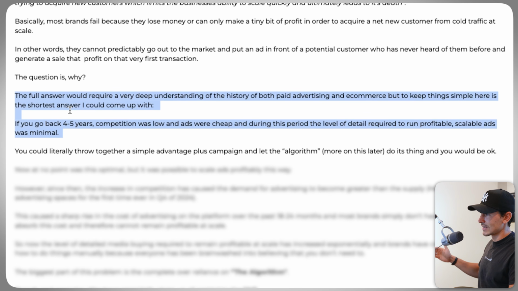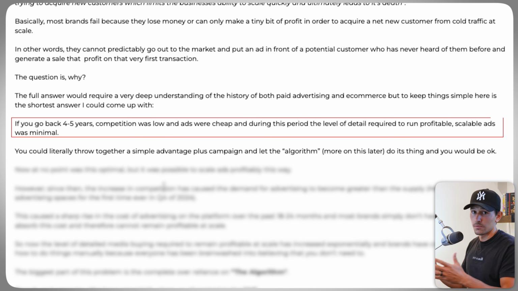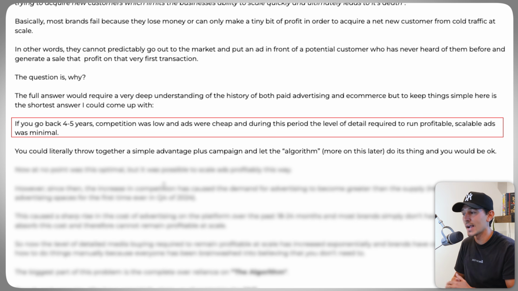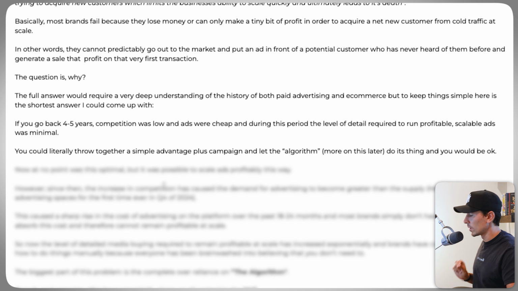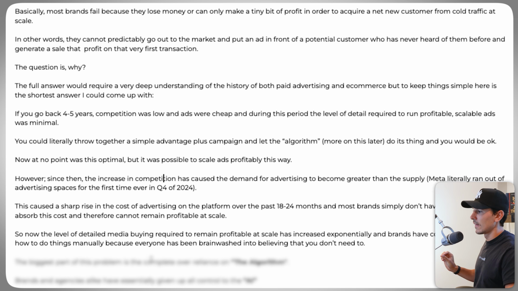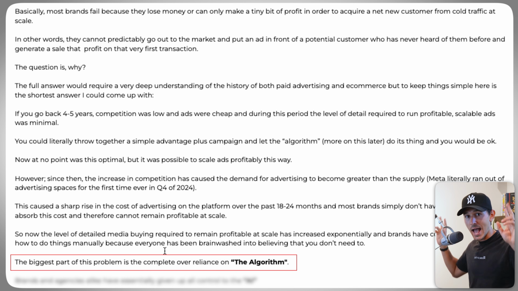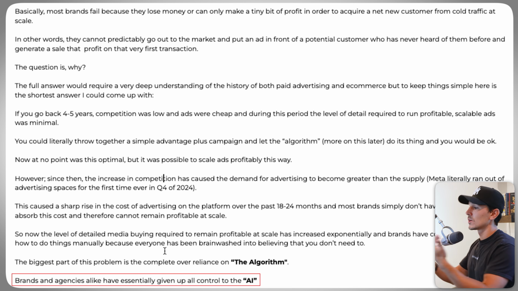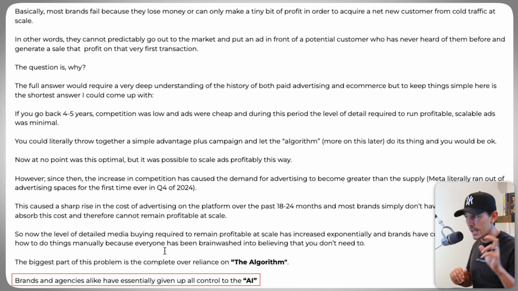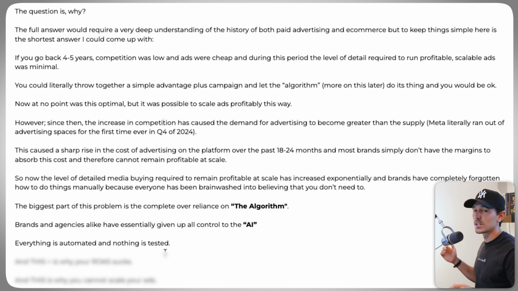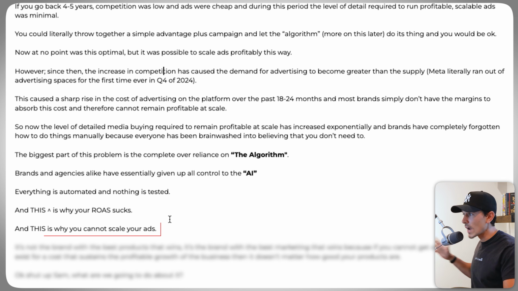Now, the full answer, as I broke down a little bit here, goes back 4 or 5 years. 4 or 5 years ago, 2020, things were really easy in meta ads. You could basically put $1 or $2 into this machine and spit back multiple dollars back. Things were much easier. So just to keep this part short for you guys, the key point that we need to focus on here is that there has been an over-reliance on this algorithm, and there's been way too much giving up control to the AI, when in reality, because everything is now automated at this point, and let's be honest, this is why your ROAS sucks. This is why you cannot scale your ads.